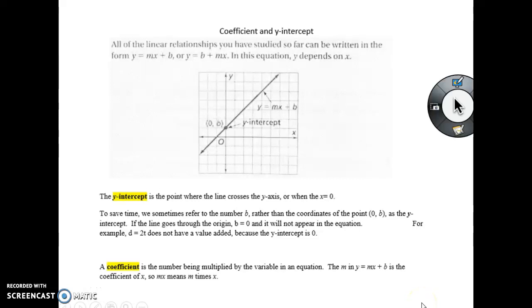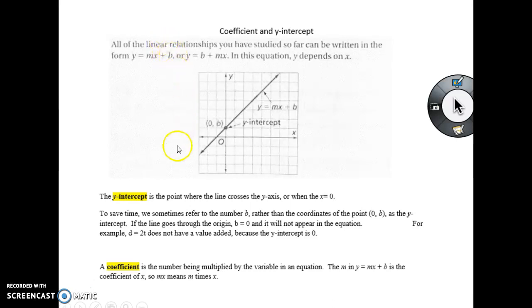Hello, this screencast is about coefficient and y-intercept. So far, with the linear relationships we learned, all equations are written in this form: y equals mx plus b. We have known m as the constant rate of change and b as the starting value. But there are other names for them as well.